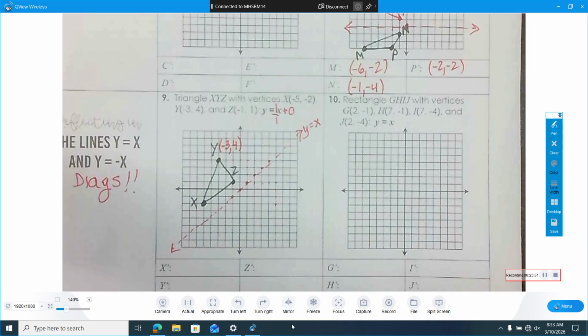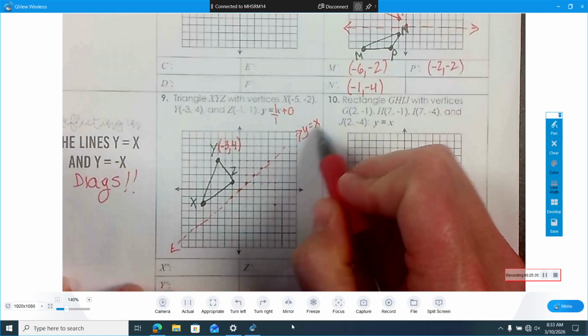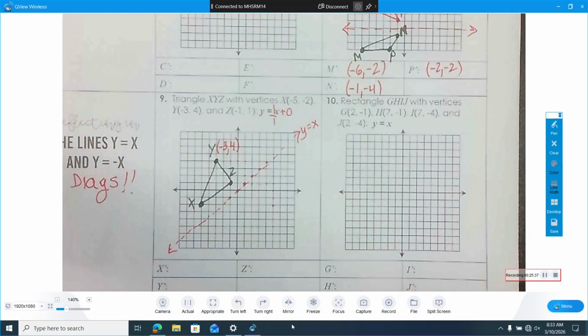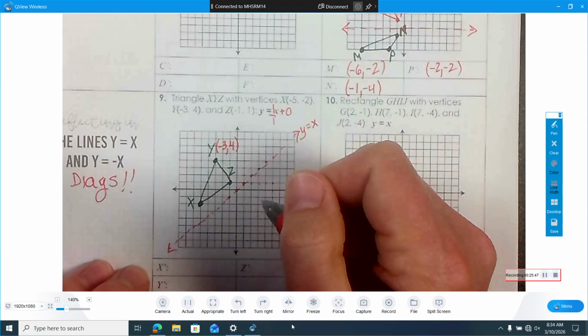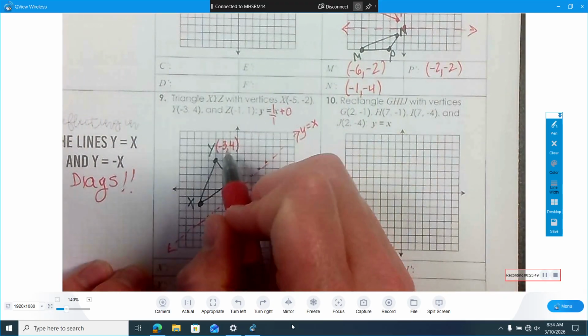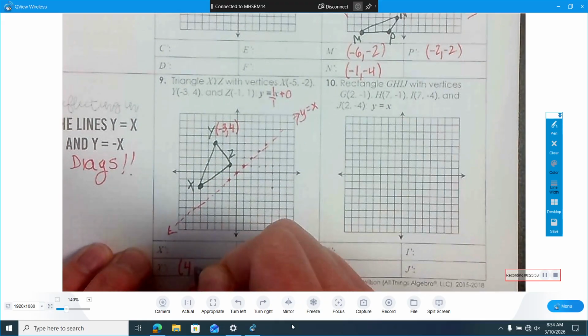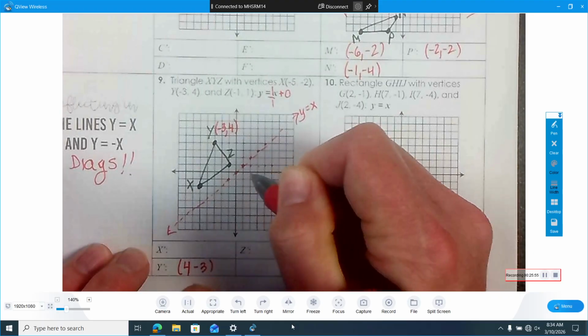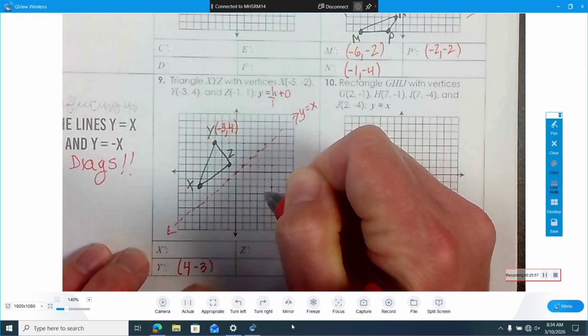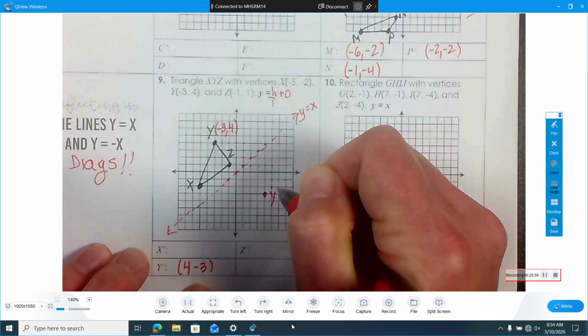Not quite. They actually just trade places. Yeah, that's this whole thing here. We reflect over the diagonal x equals y. Our x's and y's are just trading places is all that's happening, which is kind of interesting. So this negative 3, 4 becomes 4, negative 3, 1, 2, 3, 4, 1, 2, negative 3, right there, y prime.